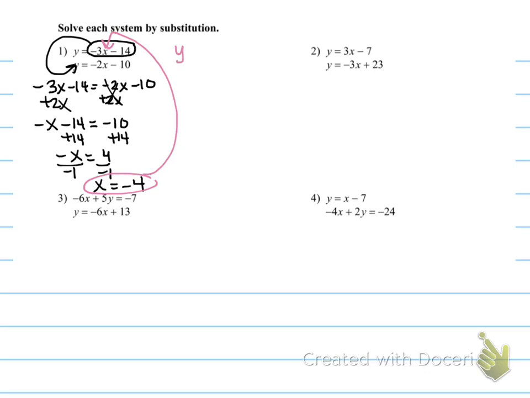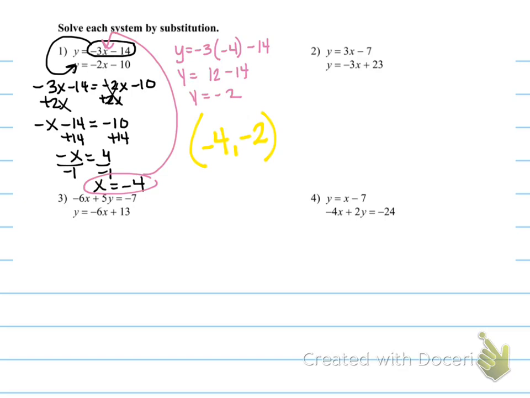So now I'm going to have y equals negative 3, but instead of x, I'm putting negative 4, and then minus 14. So negative 3 times negative 4 gets me a 12. So 12 minus 14 gets me negative 2. So my final answer here, remember we write as a point, is negative 4, negative 2. Alright, cool. Done with number 1. Let's keep going. Number 2.